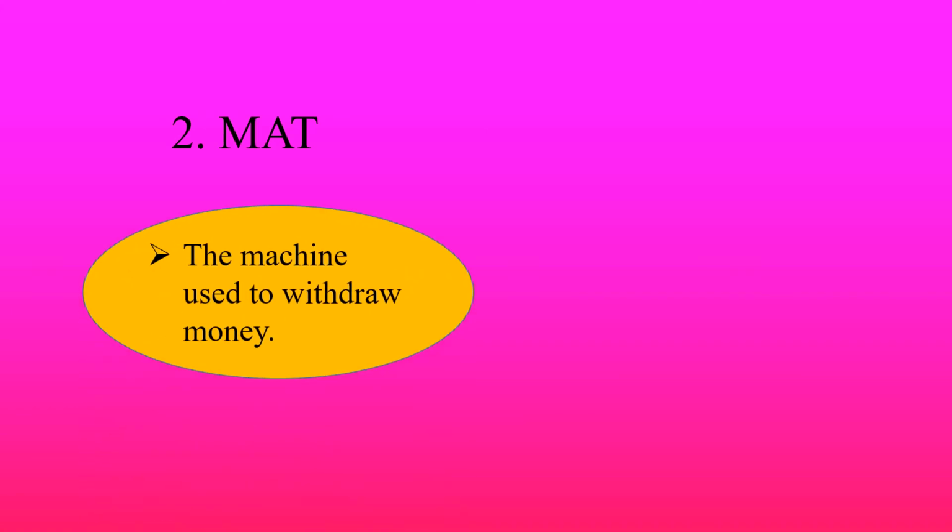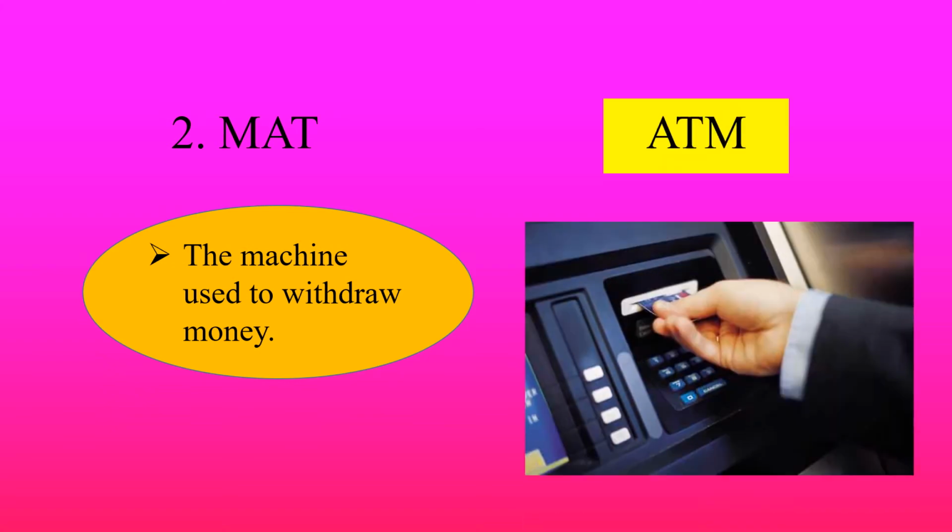Here we have the second jumbled word, and here this is the hint for finding the word. The hint is the machine used to withdraw money. So which machine is used to withdraw money? Here the answer is ATM. ATM is the machine used to withdraw money.